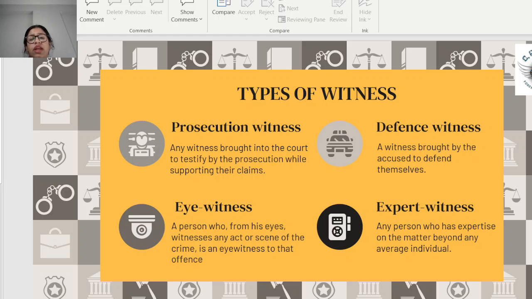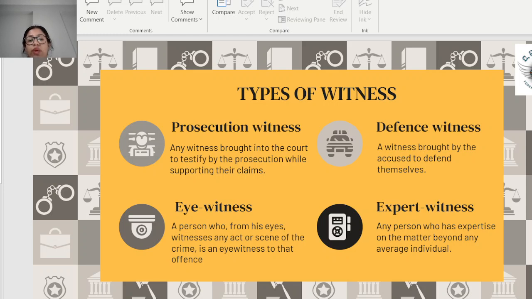Okay. Now coming to the second witness, which is a defense witness. Who is a defense witness? It is any witness who is brought by the accused in order to defend themselves. Prosecution and defense go opposite to each other, right? So a defense witness is any person who justifies the contentions of the defense by providing such statements that can discharge the accused from the charges that are filed.